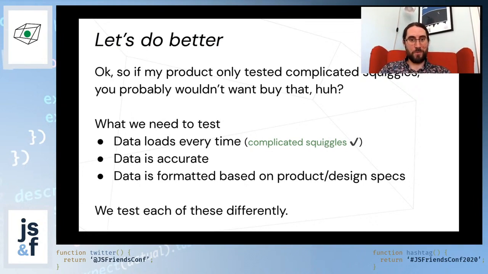So what do we need to test? We want to test the data loads every time. We've got that with complicated squiggles, check. We want to test that the data is actually accurate. I think this is the most important test. This is the reason why we're here right now for this talk. And we want to test that the data is formatted based on our product and design specifications. We don't want Magenta sneaking up on us like it did earlier. So we test all of these things differently.